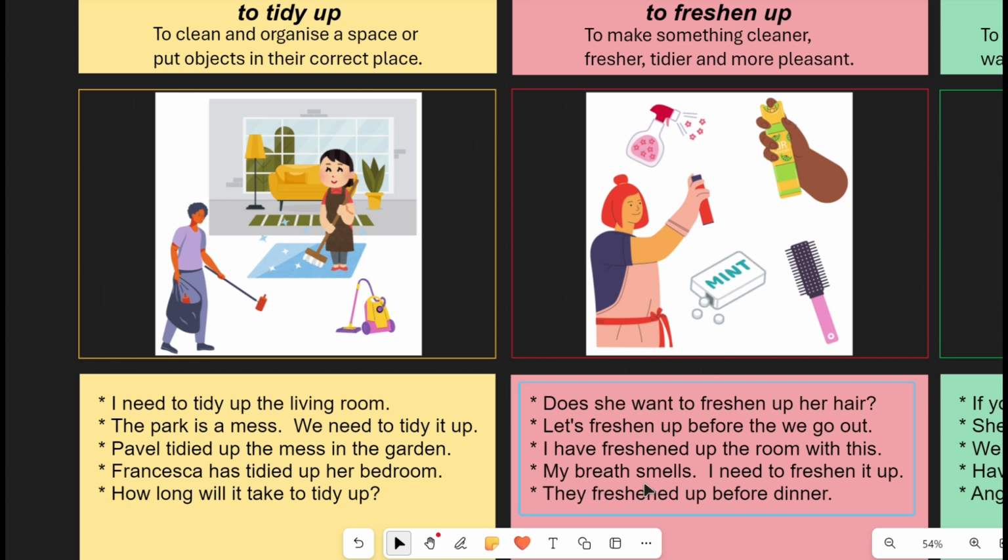My breath smells. I need to freshen it up. So she gets out the mint, freshening up her breath.